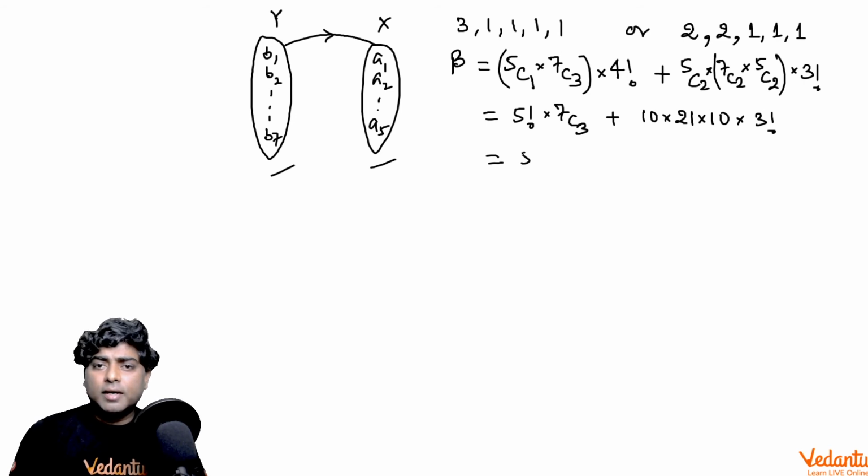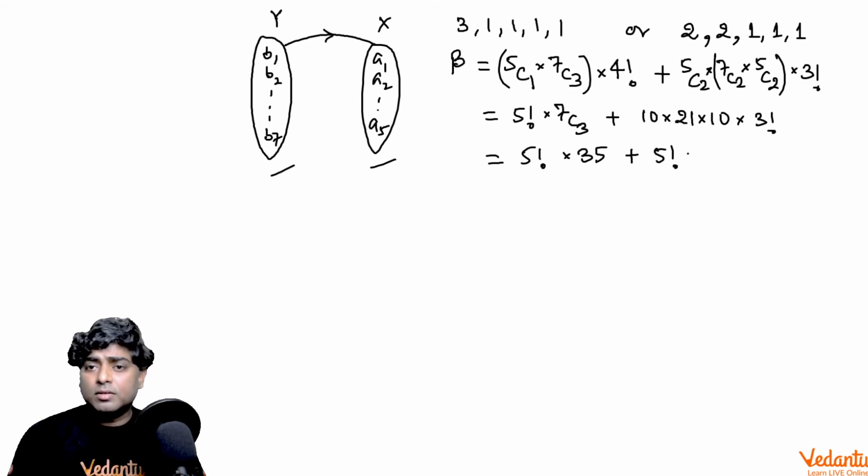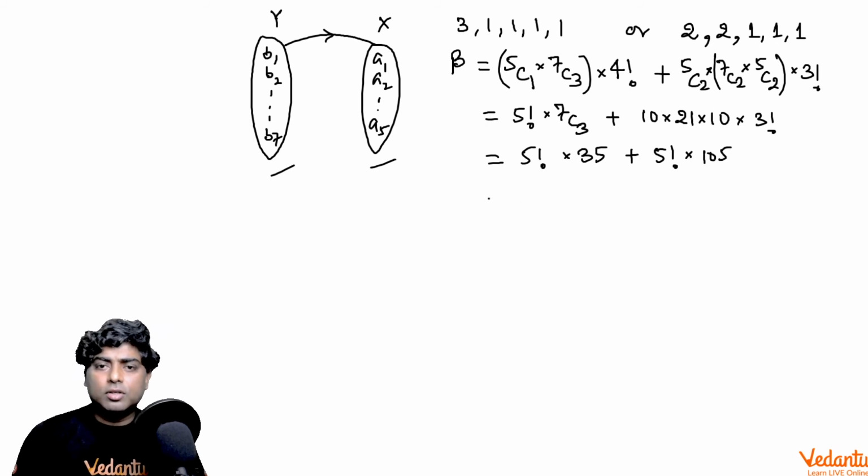So I'm writing 5 factorial over here, and 7C3 is 35. If you calculate it, 7 into 6 into 5 divided by 3 into 2 into 1, so that is 35, plus 20 into 3 factorial is 5 factorial, and we are left with 21 into 5, that is 105. So finally we are getting 5 factorial into 140 as the value of beta.